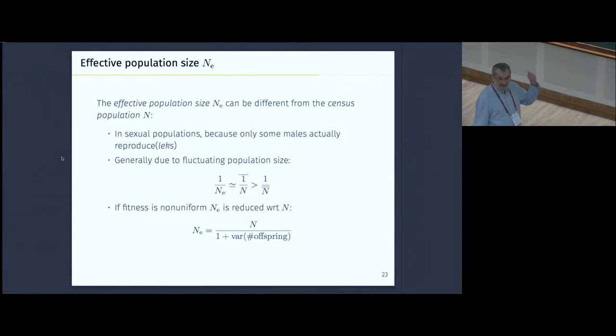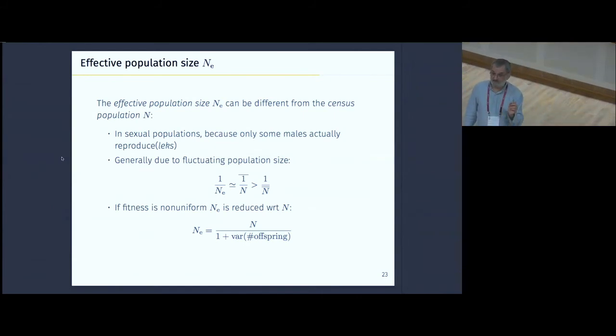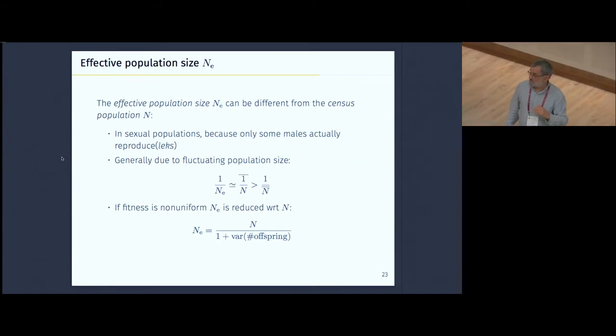And the other effect, which is very important, is that if fitness is non-uniform, then the effective population size is reduced with respect to the census population size by the factor 1 plus the variance of the number of offspring that we have seen before. We have seen that for the case of M squared, this is just a pure rescaling, but if you have selection effects, then we have this very long tail. This variance can be very, very large. And I stop.